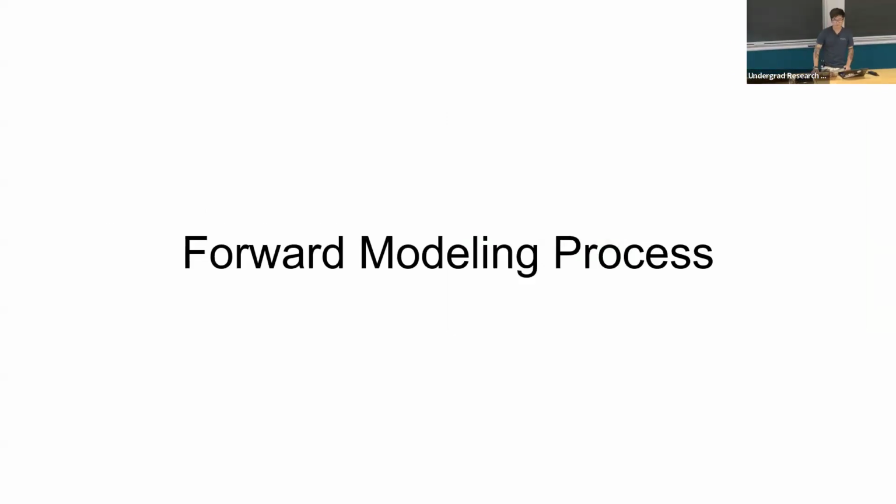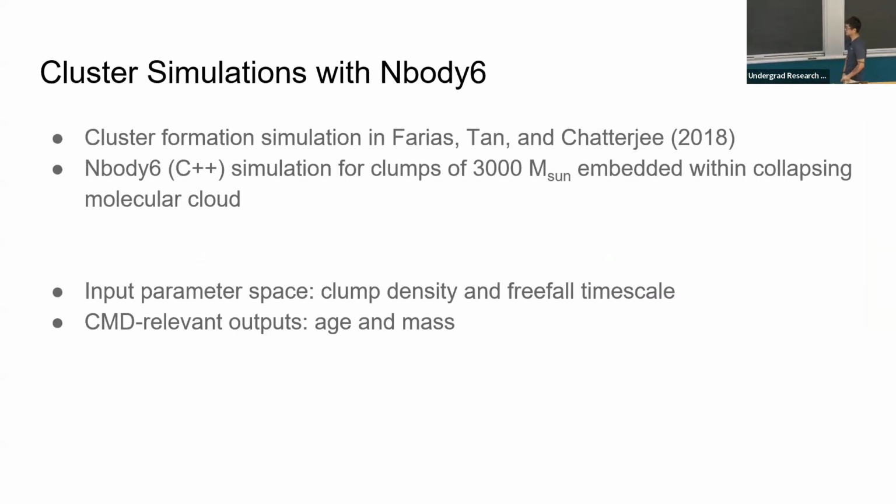So we're going to start with the forward modeling process, where we start from theory and try to figure out what a CMD might look like. First we want to simulate the formation of the cluster. This is done in a previous study, actually, and they found that the main parameters that we care about in terms of the rate of star formation are going to be the density of the gas cloud, because it's going to have more material to work with, and then the speed at which that material comes together. For us, we're mainly interested in the outputs of the simulation because it gives us a big table of stars with their ages and masses.